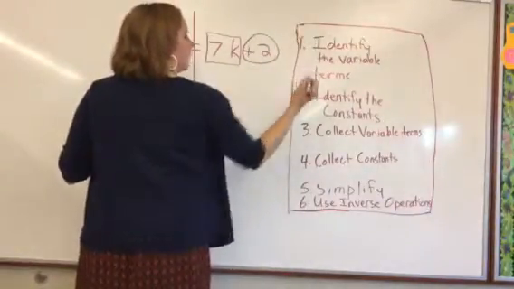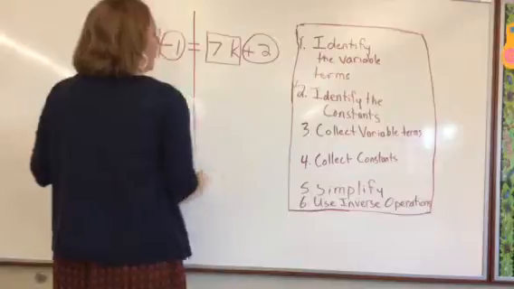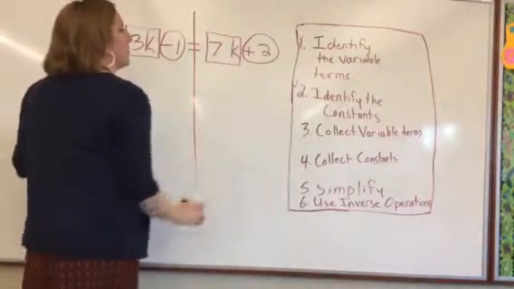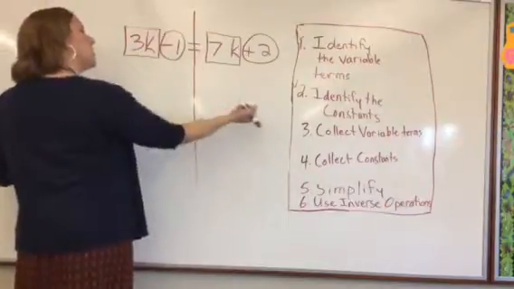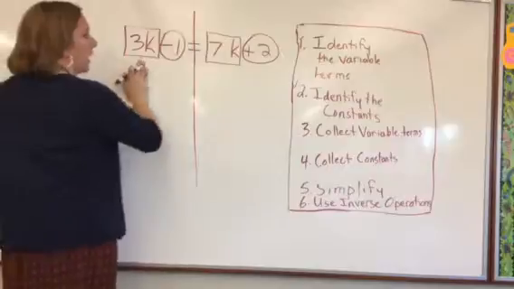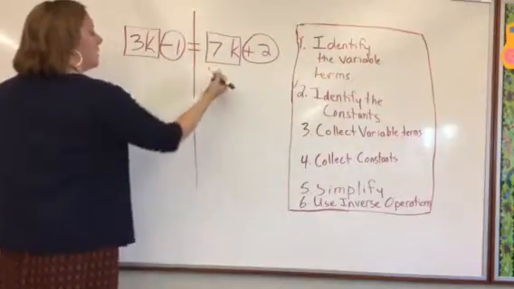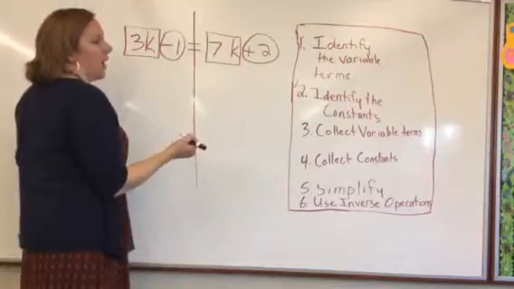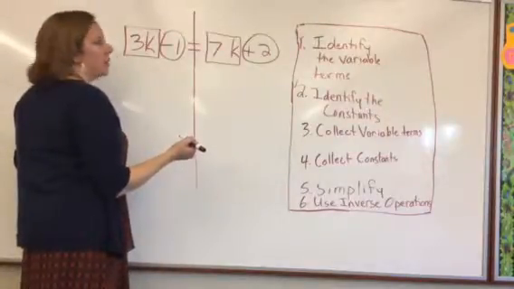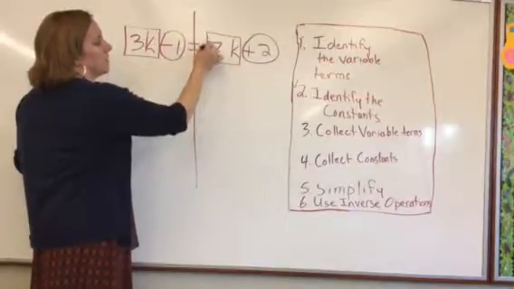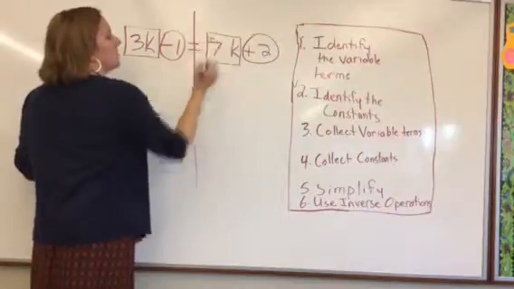I've identified my constants. Now I want to collect variable terms and I want to collect constants. So if I collect my variable terms, I want my variable terms to all be on the left-hand side of the equation, okay? I've got a 3k and I've got a 7k, and I want to get this 7k over here to the left. I know that what I have to do is inverse operations. If I look at this 7k plus 2, this is a positive 7k. If there's no sign there, I assume it's positive. So that's a positive 7k.